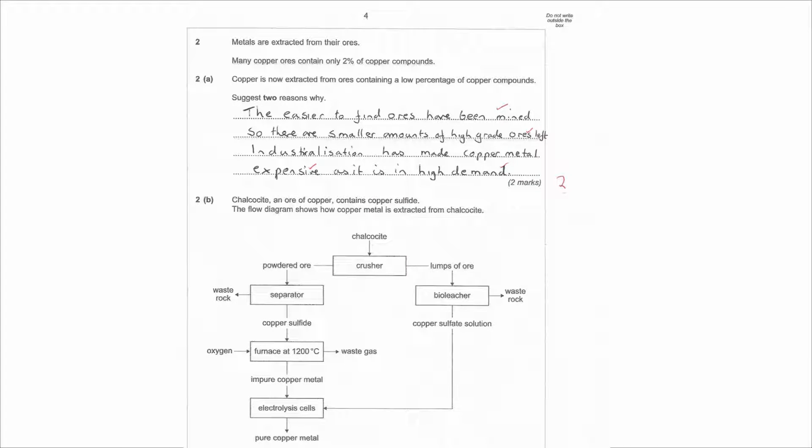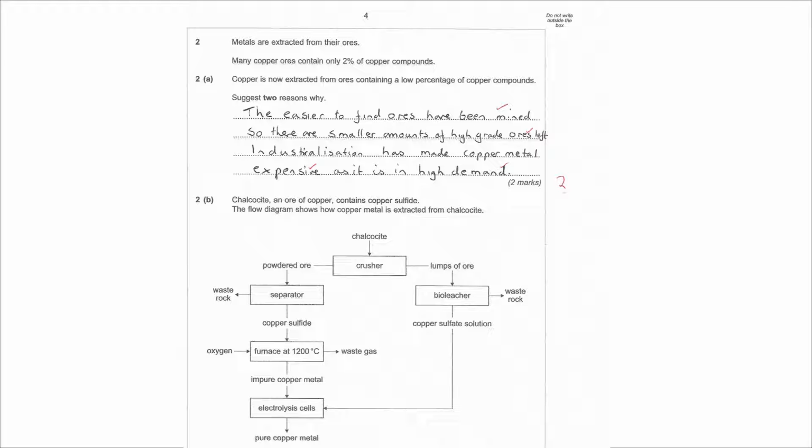Question 2. Metals are extracted from their ores. Many copper ores contain only 2% of copper compounds. Copper is now extracted from ores containing a low percentage of copper compounds. Suggest 2 reasons why. Really nice question. It just requires you to think logically, maybe bring in a bit of knowledge from outside of the science lab.